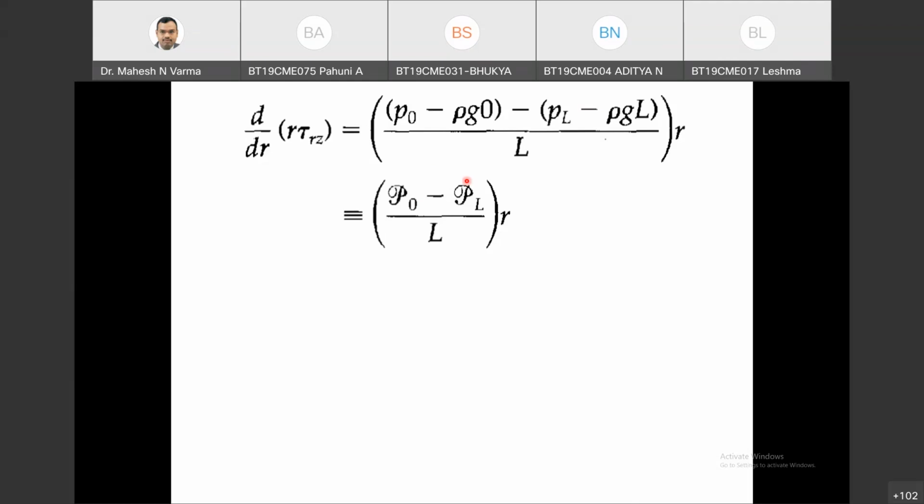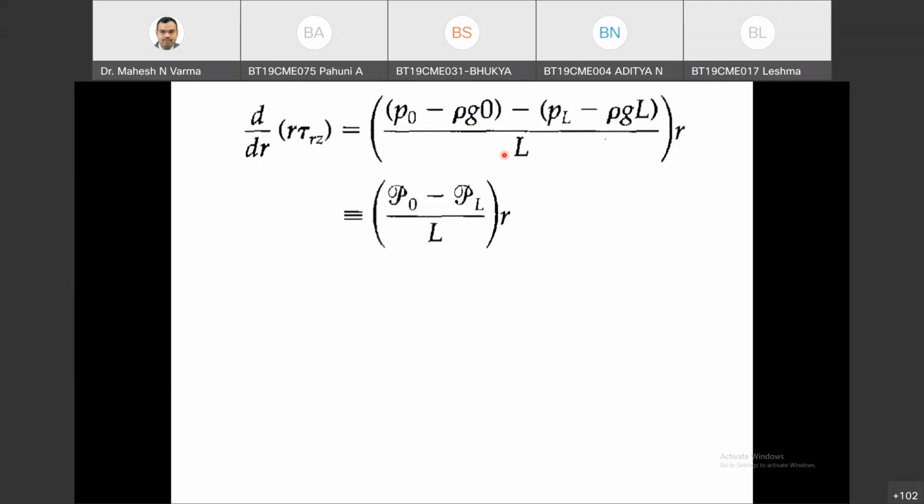Sometimes there will not be this small P0. For example, there is a tank, and water is flowing from the tank. So that small P0 will be 0, and capital P0 will be just the potential head. Flow is because of the potential head only. Is it okay?